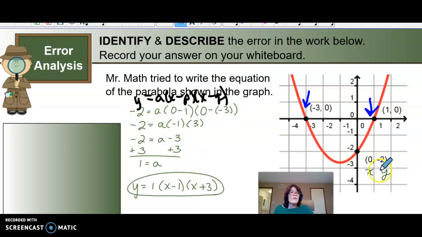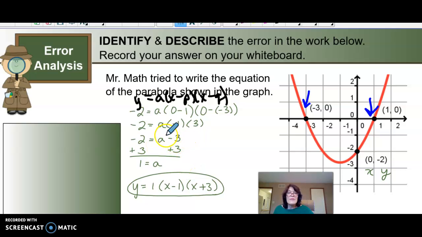So we put our y coordinate of -2 equals a times our x coordinate of 0 minus, they're letting 1 be p and q be -3. 0 minus 1 is -1. Okay. Did you see the error?